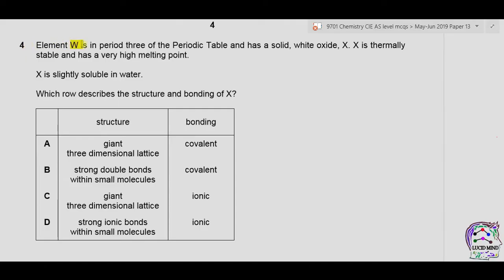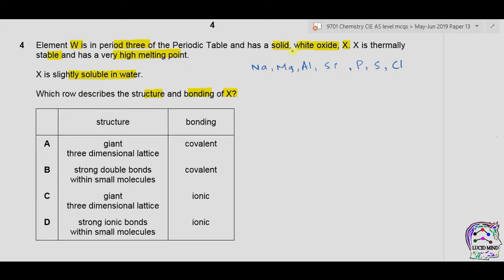Question 4. Element W is in period 3 of the periodic table and has a solid white oxide X. X is thermally stable and has a very high melting point. X is slightly soluble in water. Which row describes the structure and bonding of X? Now in period 3 we have sodium, magnesium, aluminum, silicon, phosphorus, sulfur and chlorine.